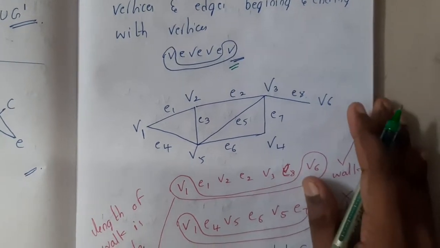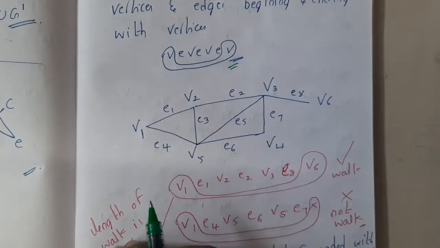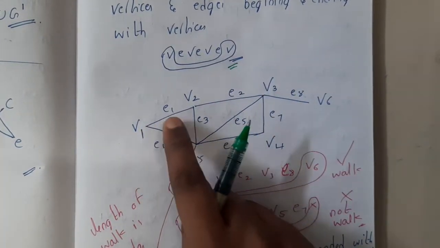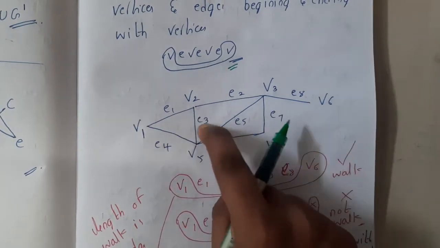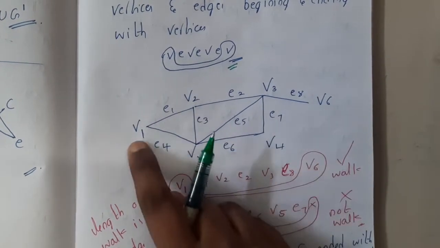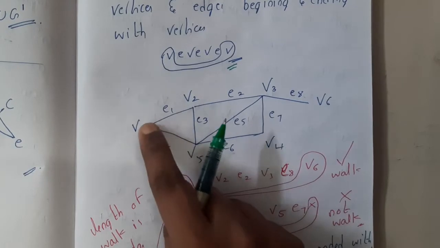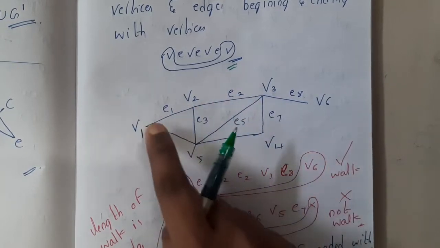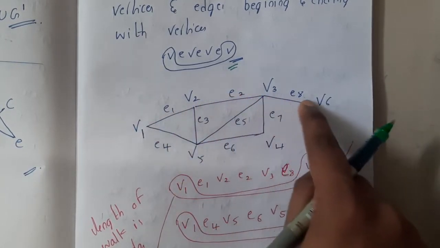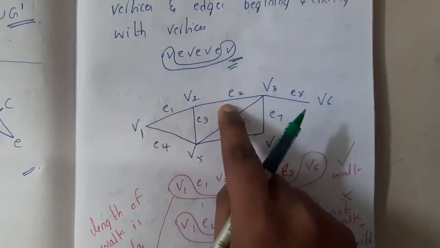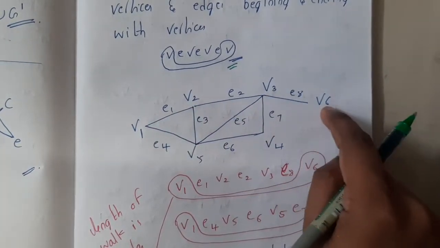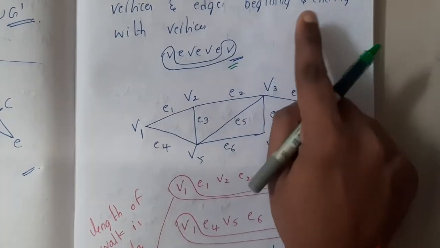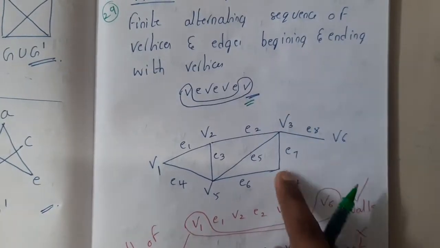If you observe this particular diagram, what is a walk? V1, E1, V2, E3, V5, E4, V1. This is a walk, right? In the same way, this is also a walk. In the same way, this is not a walk: V1, E1, V2, E2, V3, E8, V6. Starting and ending should be the same, they told, but it's not, so it is not a walk.